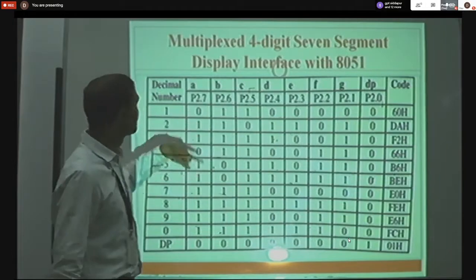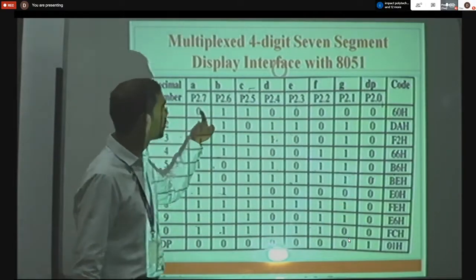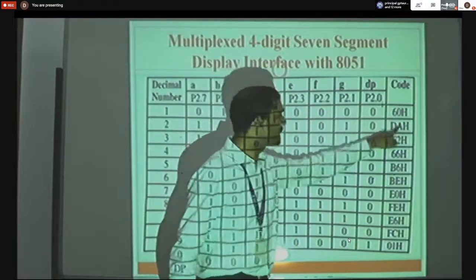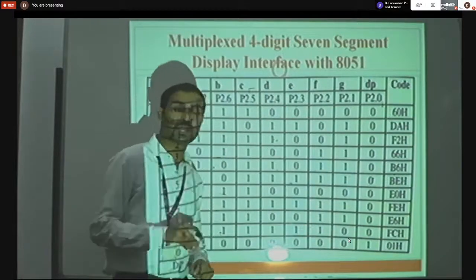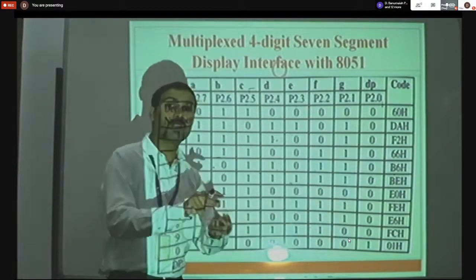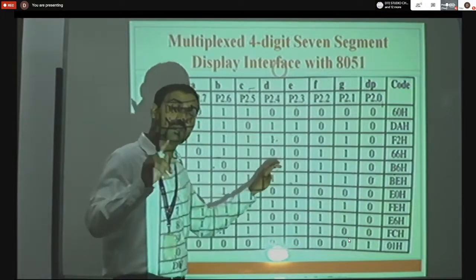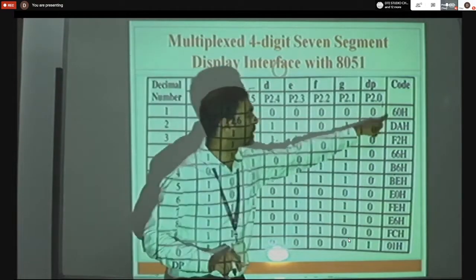See here, a decimal number is what we can understand, but the 7-segment display does not understand the decimal number, so we should convert it into binary numbers. Finally, we should convert it into a hexadecimal number. These hexadecimal numbers are called the codes. These codes should be used while writing the assembly language program to display on the 7-segment with the help of the 8051. These codes are important.